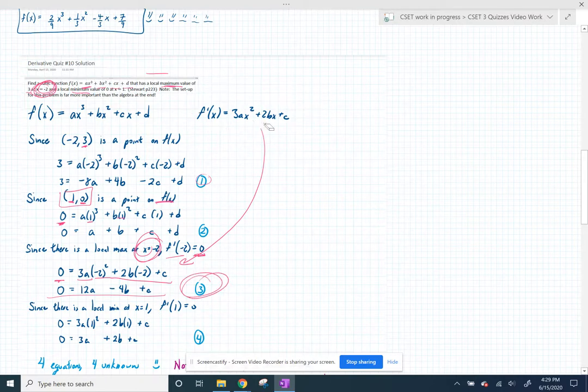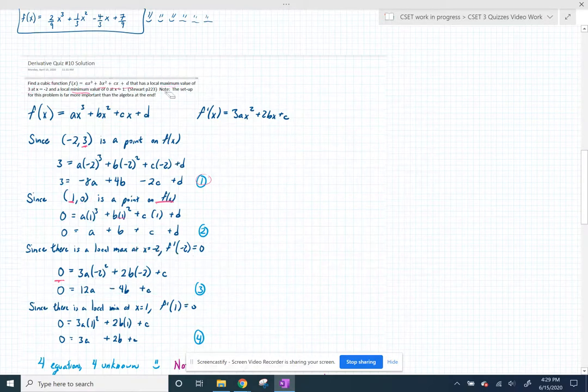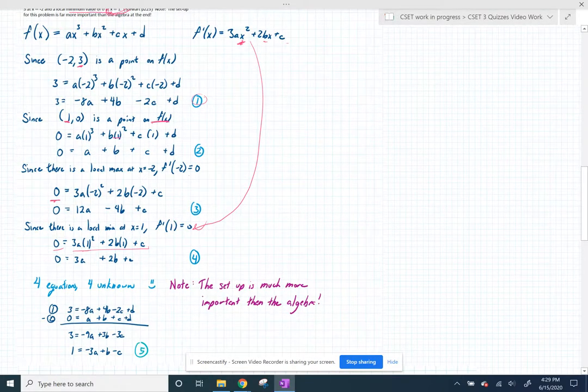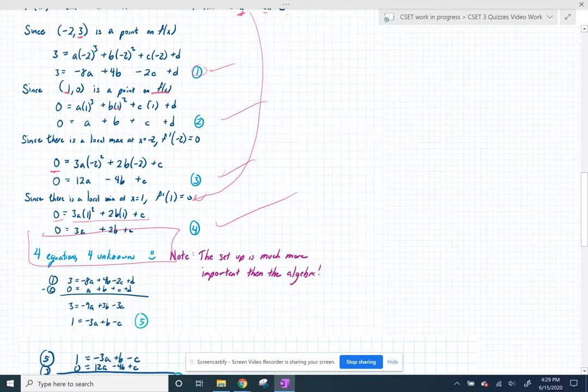That's equation 3. Check. And then our next equation, we do the same thing. We just need one more. So minimum value when x is 1, so the derivative had better be 0 when x is 1, and we're plugging 1 in for the x, and our derivative should be 0 at that minimum. So we have 1, 2, 3, 4 equations to solve for our 4 unknowns, and then it's just algebra from there.